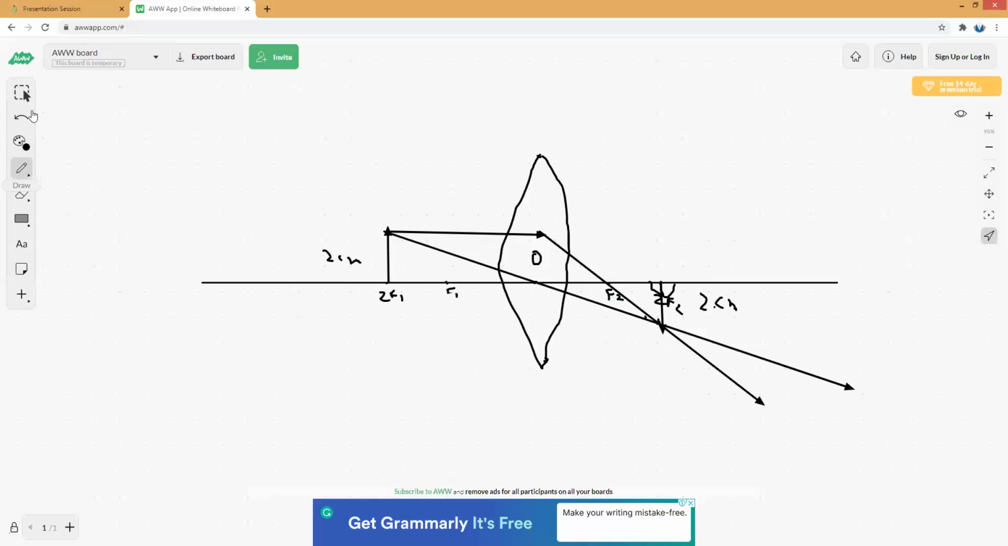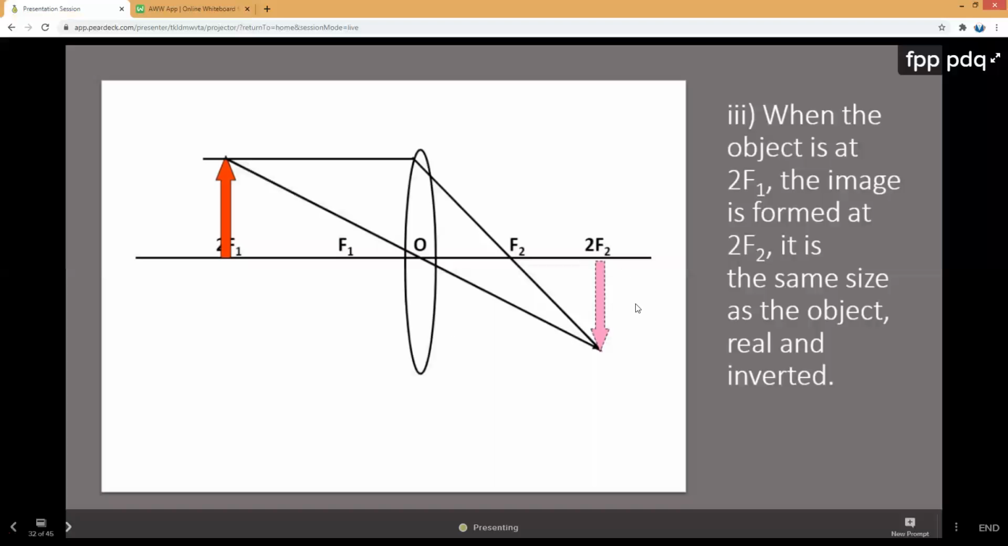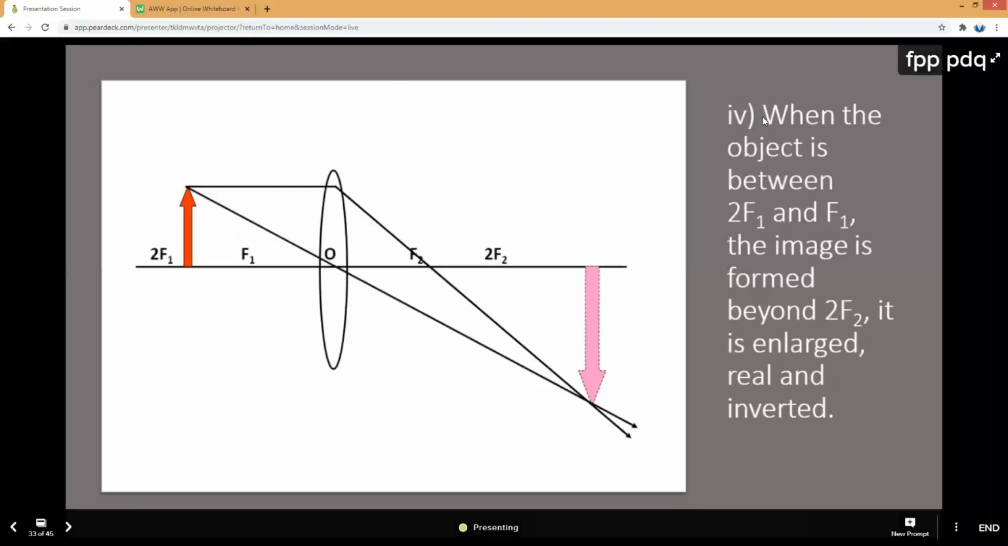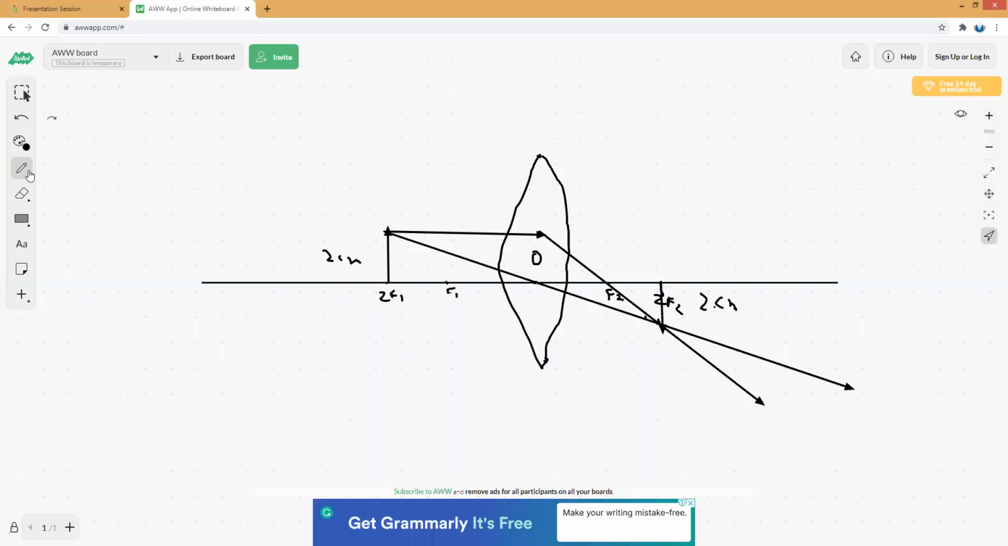It's real, inverted, same size. Next one is when the object is placed in between 2f1 and 2f2.